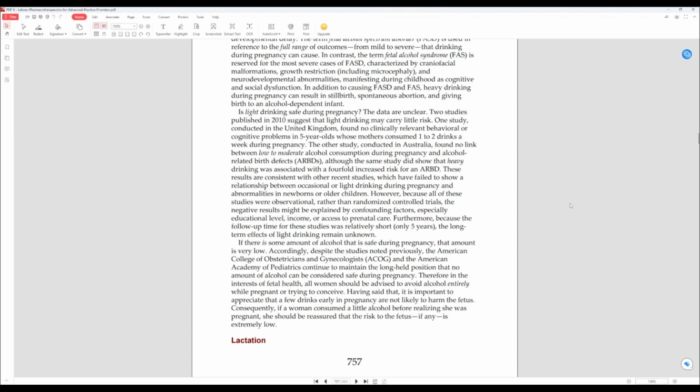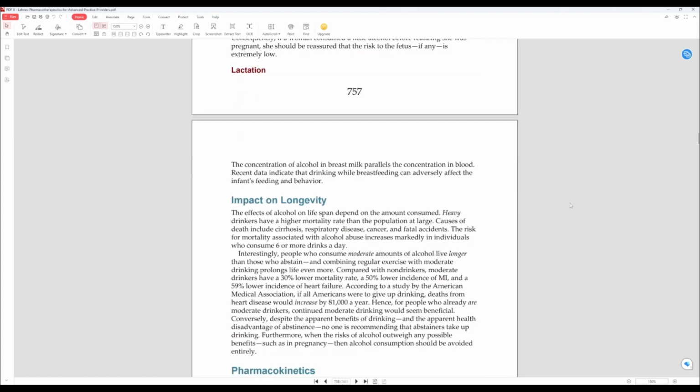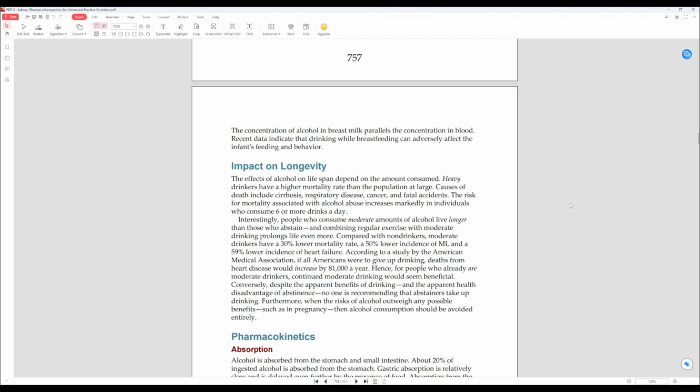Therefore, in the interest of fetal health, all women should be advised to avoid alcohol entirely while pregnant or trying to conceive. Having said that, it is important to appreciate that a few drinks early in pregnancy are not likely to harm the fetus. Consequently, if a woman consumed a little alcohol before realizing she was pregnant, she should be reassured that the risk to the fetus, if any, is considered extremely low. Which brings us to lactation. The concentration of alcohol in breast milk parallels the concentration in blood, so recent data indicates that drinking while breastfeeding can adversely affect the infant's feeding and behavior.